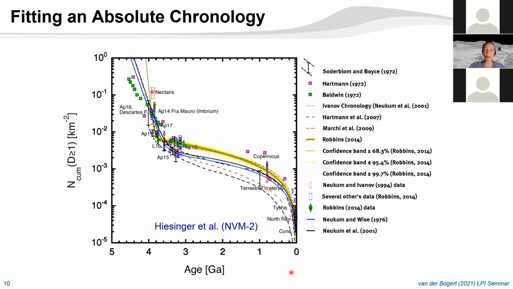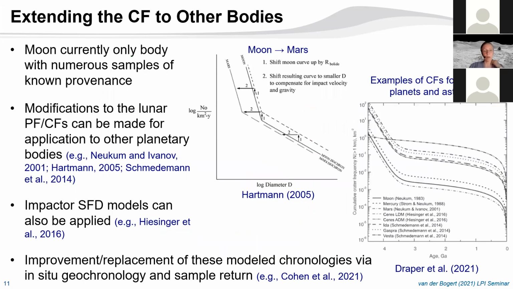Okay, so we can fit that also mathematically, and then we have a tool that we can use to solve for absolute model ages, which I will detail in just a few minutes. The other interesting thing is that we have a chronology function, or a set of different possible chronology functions for the moon. The moon is the only body that currently has samples of known provenance. And so that forces us to be creative and make modifications to the lunar chronology to apply to other terrestrial planetary bodies.